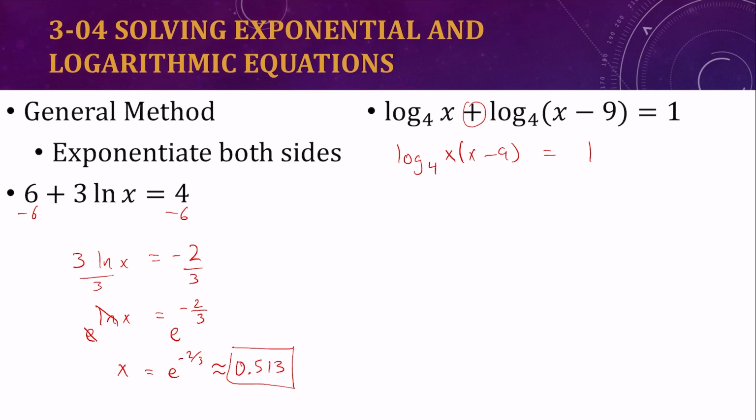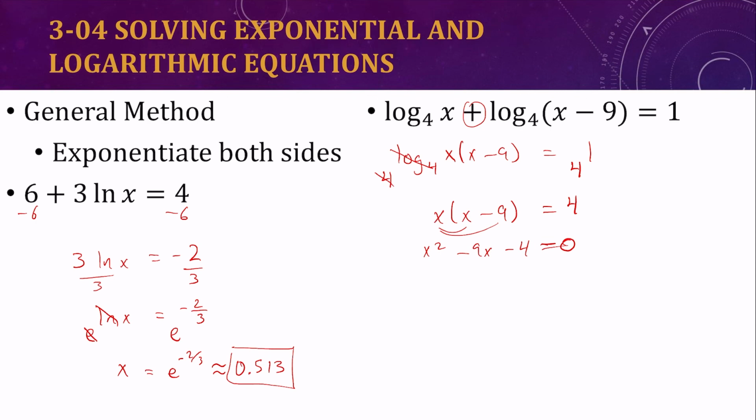So to get rid of that logarithm, we're going to do the opposite and do exponential. The base of this logarithm is 4, so we'll use the same base. What was there is now the exponent. The base 4 and the log base 4 cancel out, and we just have x times x minus 9 equals 4 to the first. Well, 4 to the first is just 4. And now we can probably solve this. Let's distribute. And let's subtract the 4 to make it equal to 0, since it is quadratic.